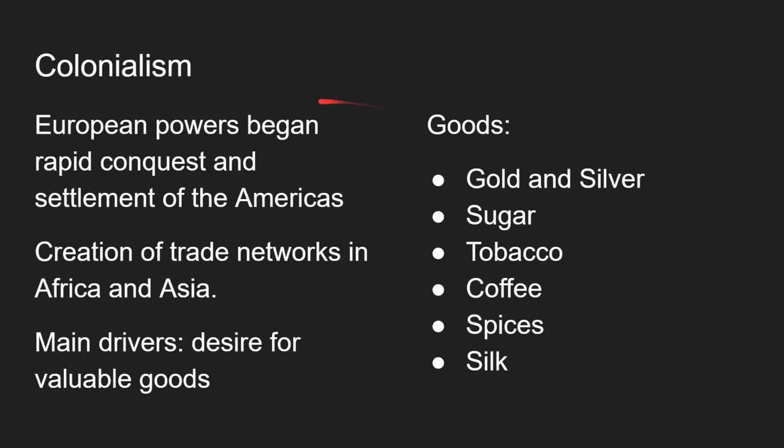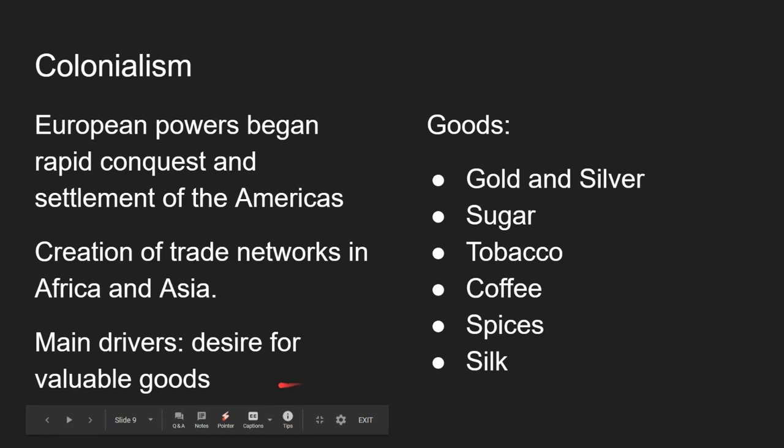There's also the idea of colonialism. Colonialism is going to other countries and taking them over. European countries began to rapidly take over and settle their people in the Americas, in North and South America. They also made a lot of trade networks, trading goods in Africa and Asia.